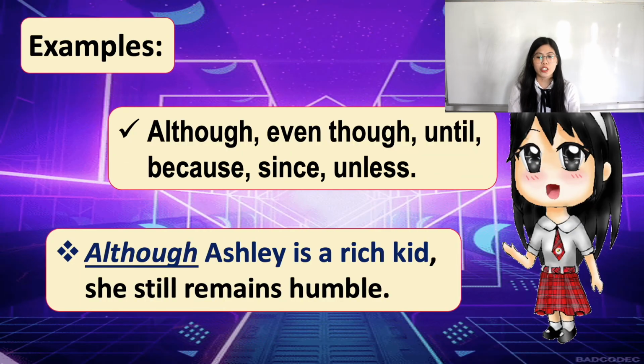Examples of subordinating conjunctions are although, even though, until, because, since, unless, and so on. So let's have an example of a dependent clause with subordinating conjunctions. First example: although Ashley is a rich kid, she still remains humble. As you can see here, we use the subordinating conjunction although in our first statement, which is, although Ashley is a rich kid. And our second statement is, she still remains humble.